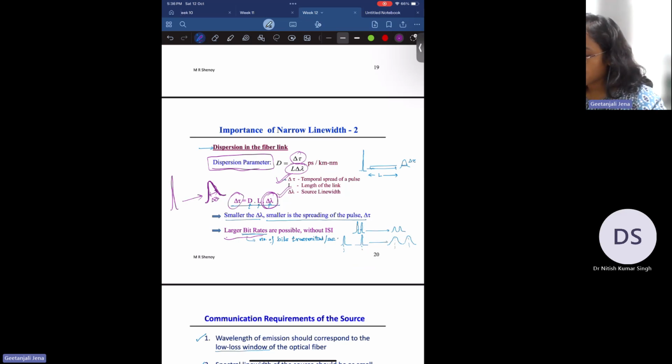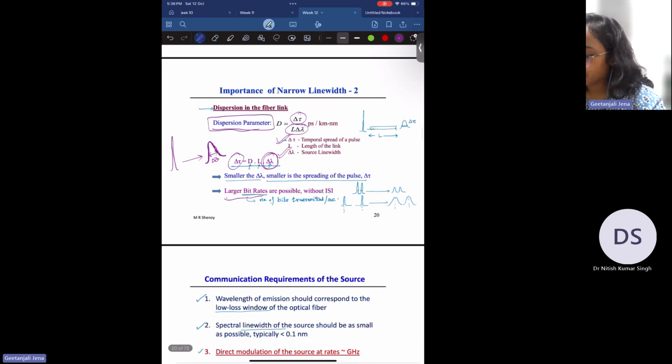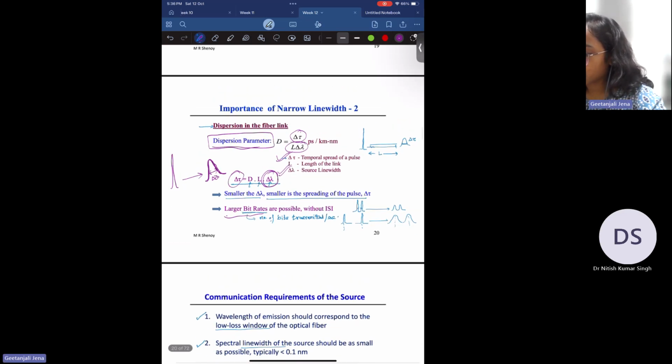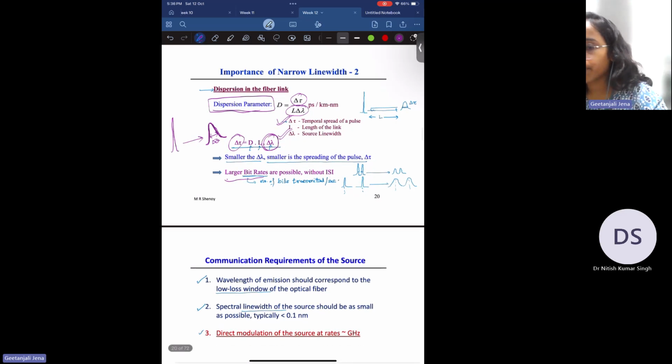So this is one of the parameters that decides the dispersion, and it shows how the temporal spreading is related to the source line width. If you use different types of sources, then the line width will be different, and according to that, the temporal spreading will be different.